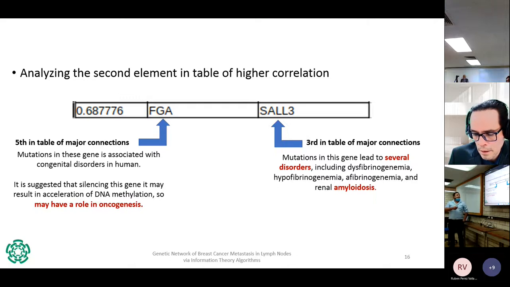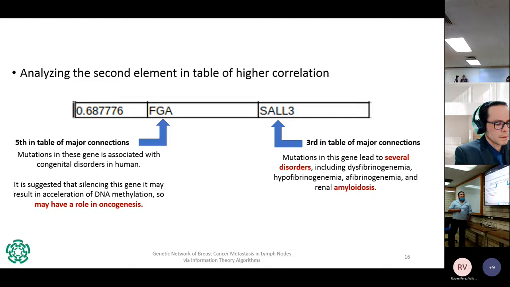Continuing with this analysis, we can focus now on the second element of the table of higher correlation. We obtain the fifth element of the table with major connections with the third element of this table. The first one, when this gene has a mutation, is associated with congenital disorders in humans. And when this gene is silenced, there is an acceleration in the methylation of the DNA. This may have a role in oncogenesis, and oncogenesis describes how cancer is created.